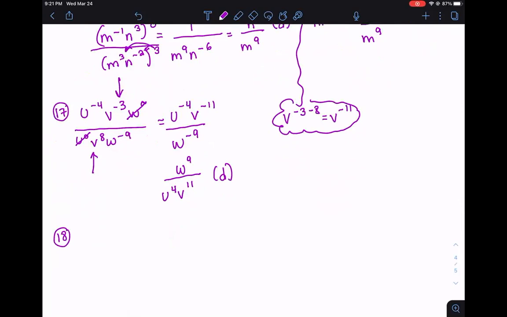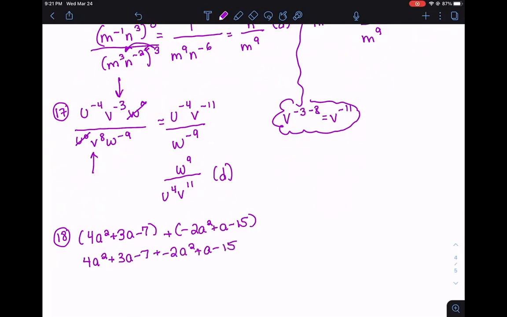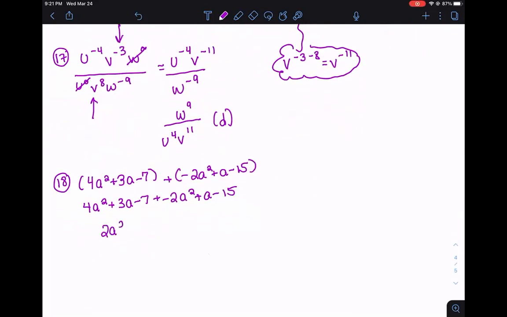So now we're getting into the newer stuff. So this is all from lesson 3, which is the polynomial operations. Because there is a plus here, we can drop the parentheses right away. And then we will combine our like terms. 2a squared plus 4a minus 22. Choice E.